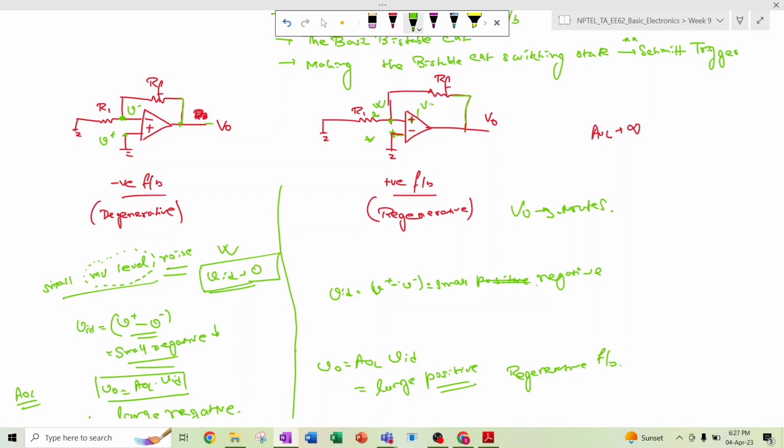That means whatever we have given, this +Vsat and -Vsat DC voltage, the Vo attains the +Vsat value or the -Vsat value, depending upon this. If V plus is greater than V minus, then Vo goes to +Vsat, and if V plus is less than V minus, then Vo goes to the -Vsat region. So this is the basic thing of this.